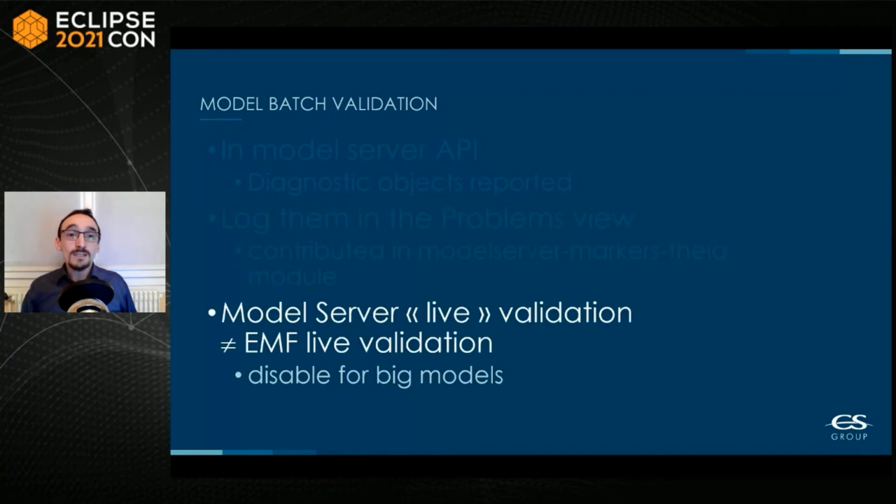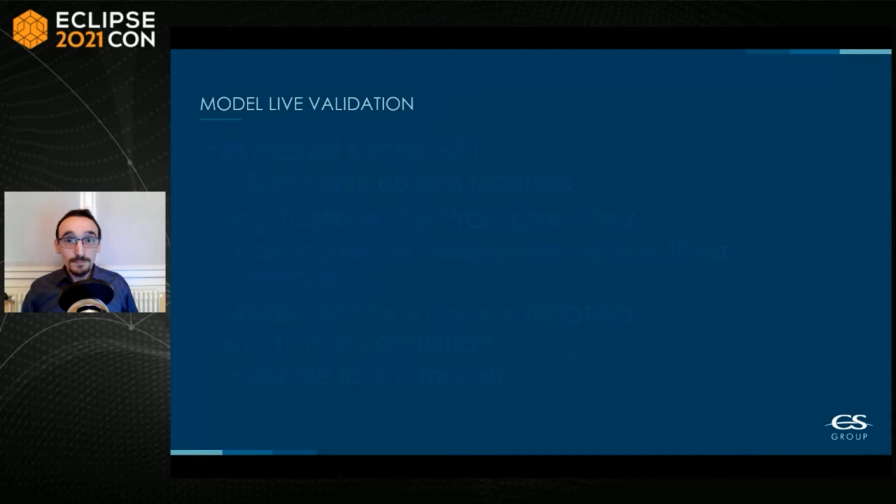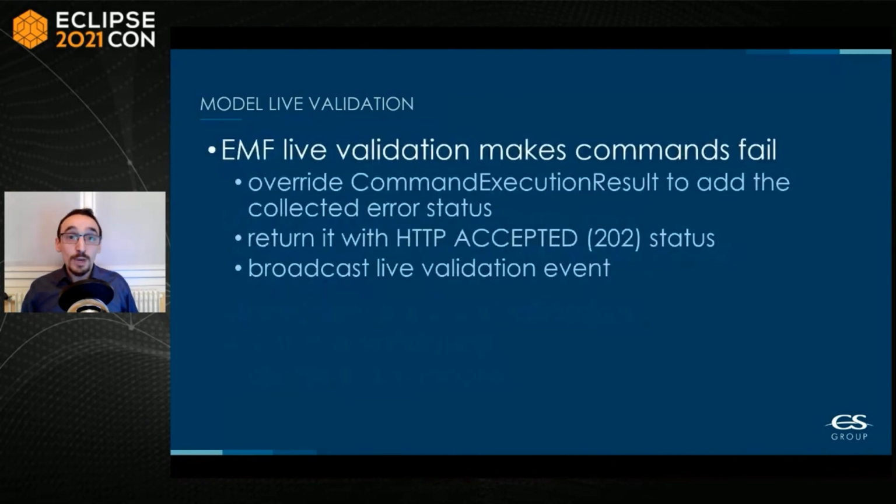Model server has something called live validation, which is not at all the same as EMF live validation. I suggest you disable it for big models, or it will launch the whole model validation at each modification. If you use EMF live validation, you will have commands whose execution fails with cancel. So we override the execution result with collected errors on status.